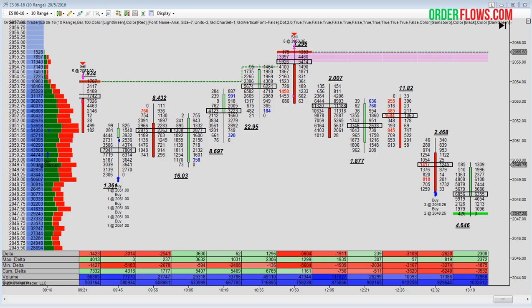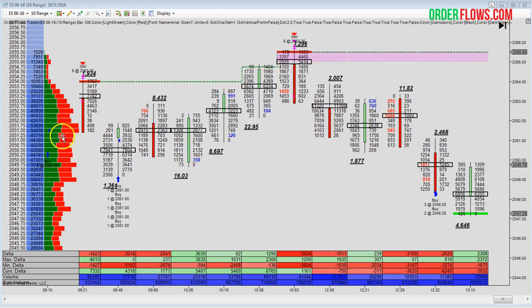So how does it look? It's right here on the side. This is a screenshot. When you have the Orderflows Trader software, there's a button up here that says display. You can click on that, and there's one that says volume profile. You can enable it, and you'll get this.